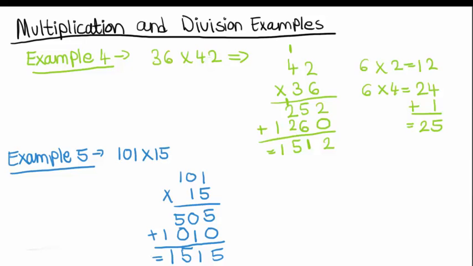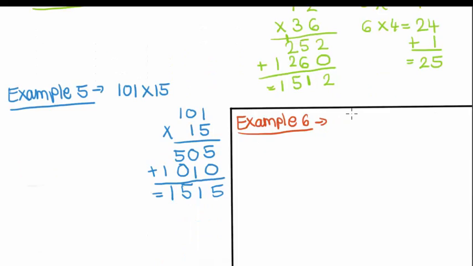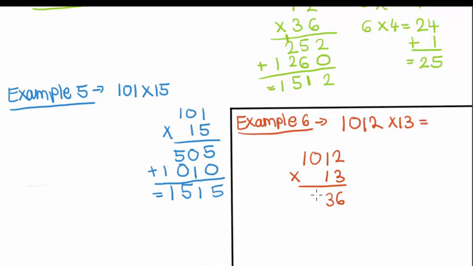Let's do another example. In this example, let's say I want to find out what 1012 times 13 is equal to. So I start off with my correct setup and I move on to the multiplication part. So 3 times 2 will give me 6, 3 times 1 will give me 3, 3 times 0 will give me a 0, and 3 times 1 will give me a 3. Before I move on to the 1 on the second row, I need to add a 0 right here.